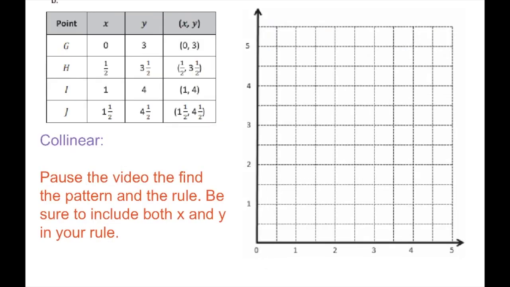Awesome work! Watch me as I plot these points to make sure that yours are correct as well. So I'm going to start with point G. My X is 0, my Y is 3. I will label. H, my X is 1/2, and my Y is 3.5. I, my X is 1, and my Y is 4. And lastly, J, my X is 1.5, and my Y is 4.5.